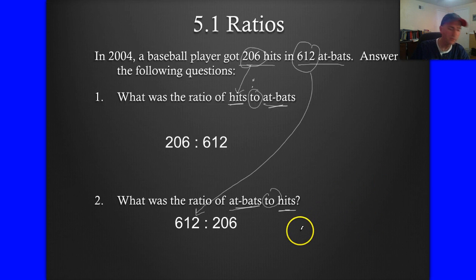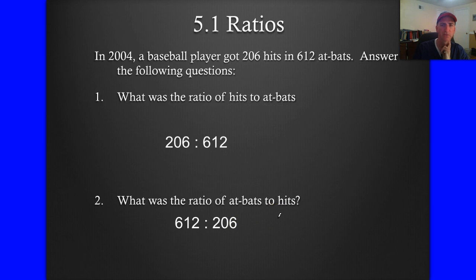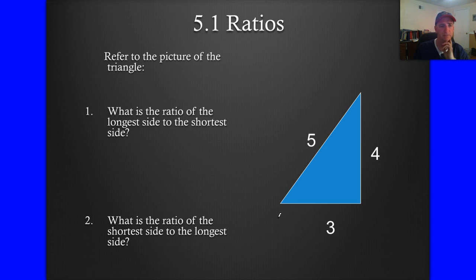Now, we can reduce these. I didn't do it in these, but you could reduce these just like a fraction, because you saw how one of the ways we can write a ratio is as a fraction. So you could reduce this. If we did, that would be, I think, what is it, 306 to 103. That could reduce down, and that's the same ratio as the original one right there. So it is okay to reduce ratios just like you would a fraction.